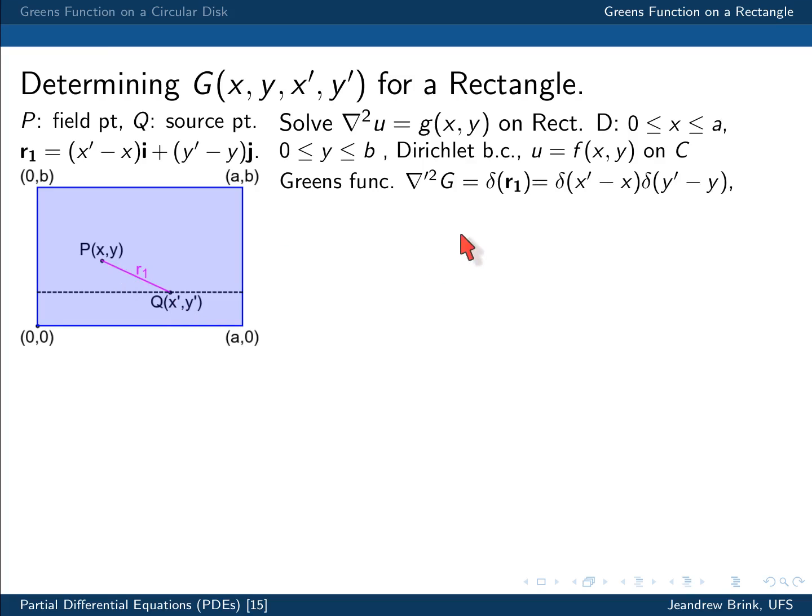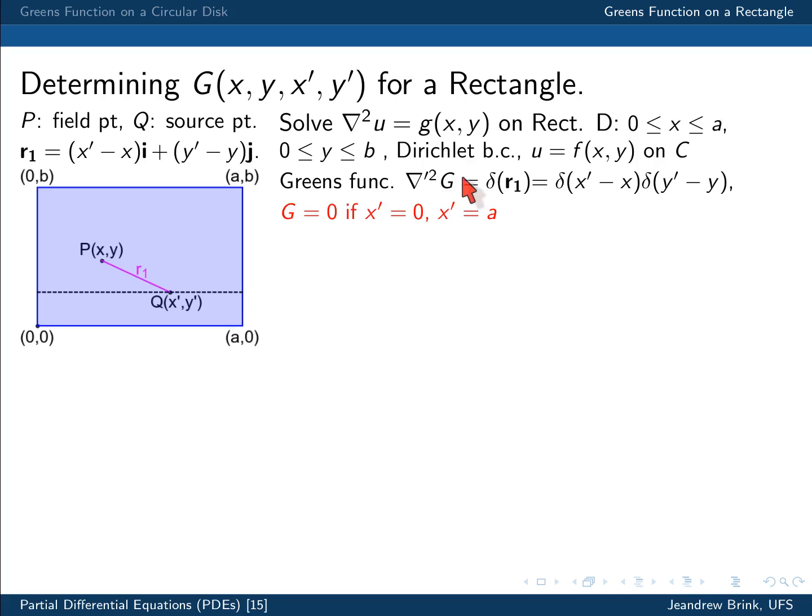Another way of writing that down is not as a delta function of a vector, but rather as the product of two delta functions, which expresses exactly the same thing. If x prime equals x and y prime equals y, only then is this Laplacian of G non-zero. For the rest of the domain, it's completely zero.